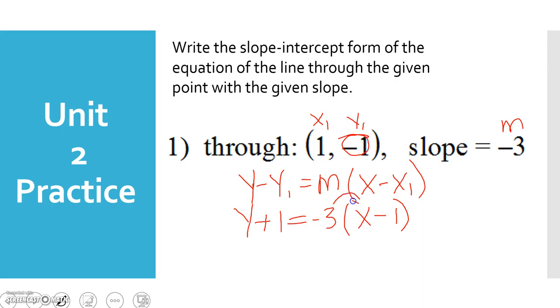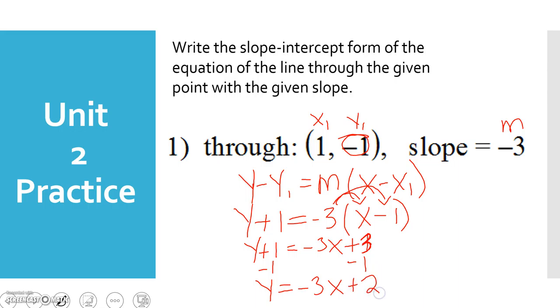Alright, to get rid of these parentheses we need to distribute. So we have y plus 1 equals negative 3 times x is negative 3x. Negative 3 times negative 1 is a positive 1. Sorry, positive 3. And then to get y by itself, we'll just subtract 1 from both sides because we want to do the opposite. So our equation then is y equals negative 3x plus 2. And that is the slope-intercept form of the equation.